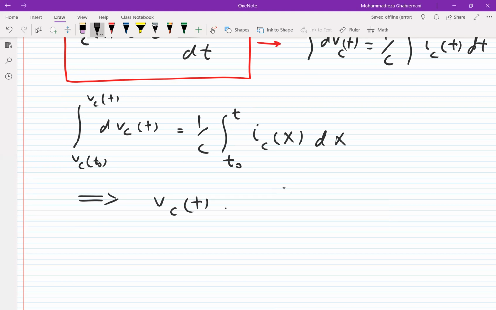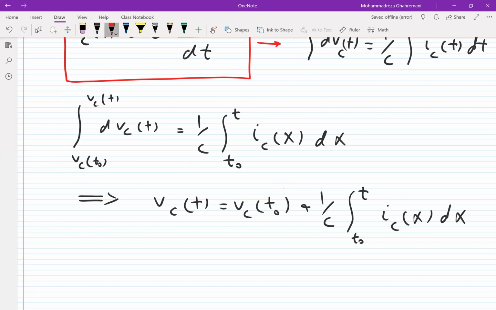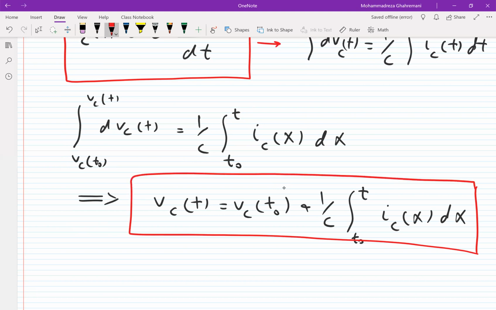Vc(t) is equal to Vc(t0) plus 1/C times the integral of Ic(x) dx. So this equation says that the voltage across the capacitor is the integral of the current. And of course, we will have an initial condition, which is equal to the initial voltage on the capacitor.